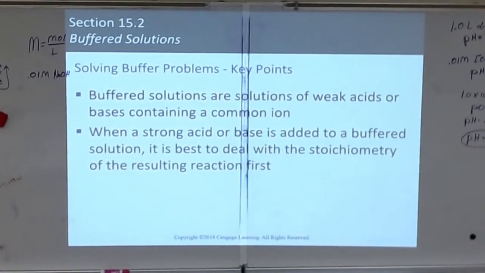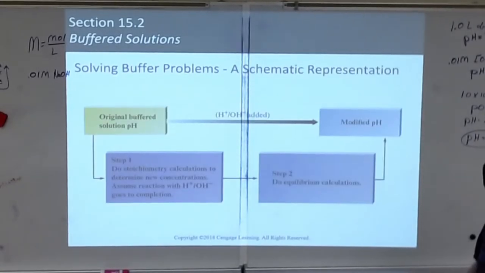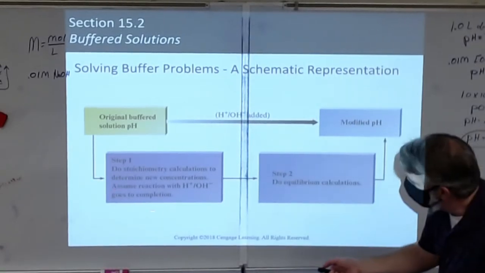So here we go. Buffered solutions are solutions of weak acids or bases containing a common ion. When a strong acid or base is added to a buffered solution, it's best to deal with the stoichiometry of the reaction first. This is what we just did in our example. We take care of the hydroxide, figure out how that's affecting the reaction first. Here's a little schematic. We start with the original buffered solution. I'm going to add stuff, and we'll have a change in pH. How am I going to get there? First, I'm going to do the stoichiometry.